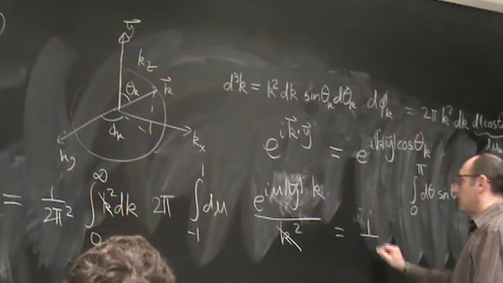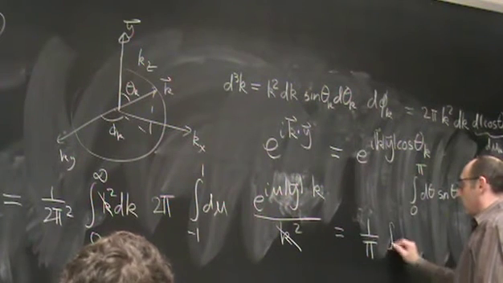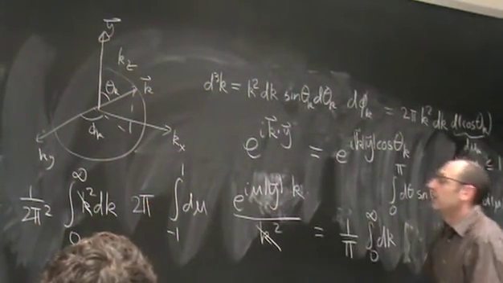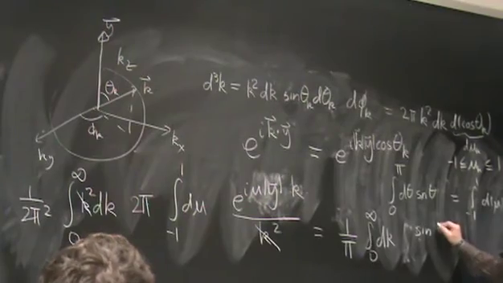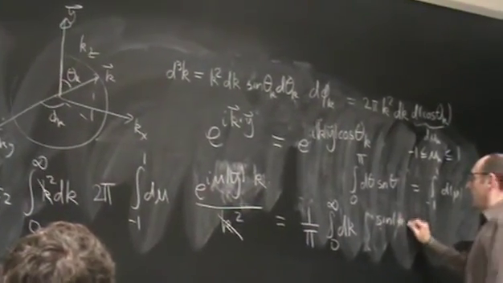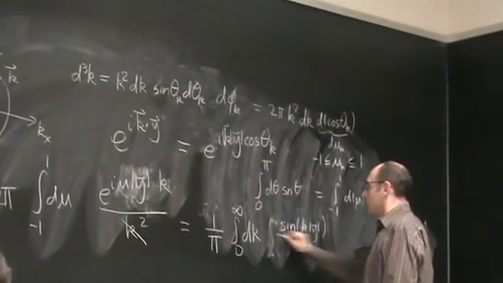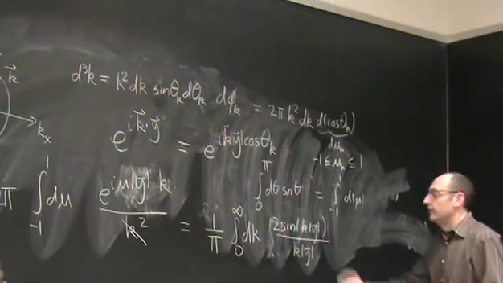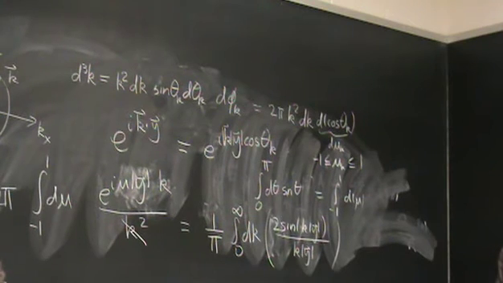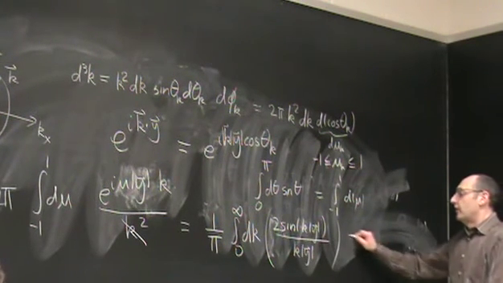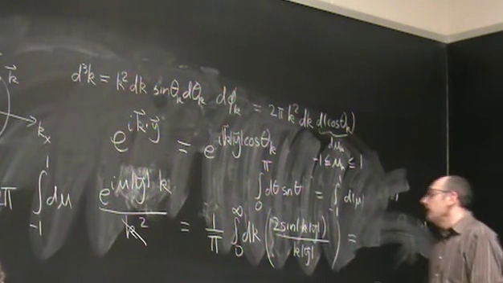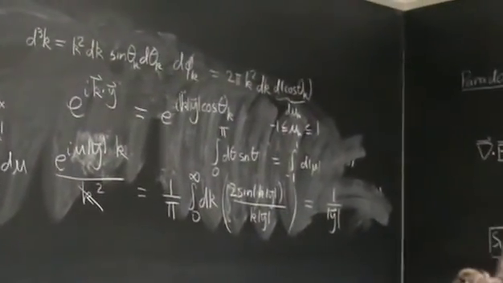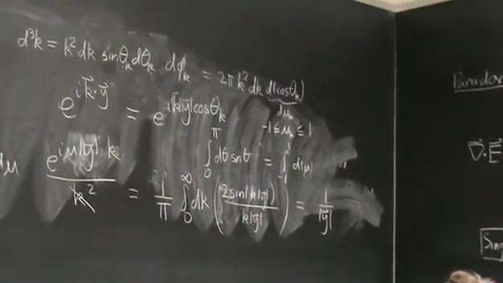We get 1 over pi, the integral k goes from 0 to infinity. The integral of this is equal to sine of k times the magnitude of y, divided by k times the magnitude of y, times 2. Do that integral. And doing this integral can be done, and the answer is 1 over the magnitude of y. I'll leave that as an exercise to the reader.